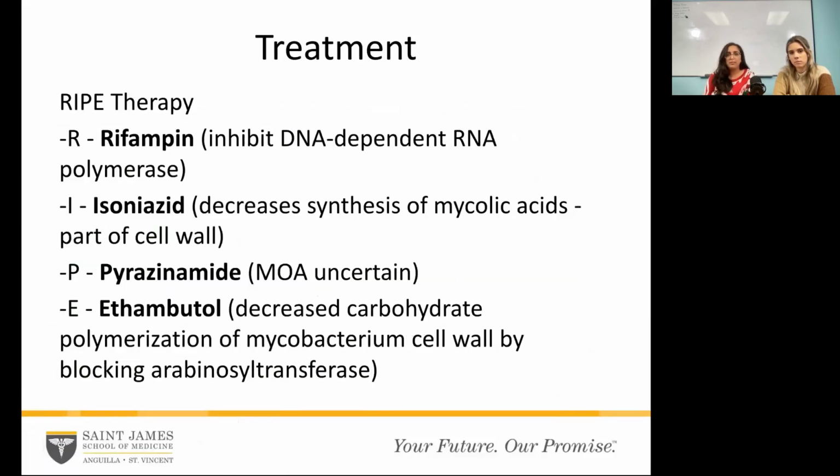Rifampin inhibits DNA-dependent RNA polymerase. Isoniazid will decrease synthesis of mycolic acids, which is a part of the cell wall of Mycobacterium. Pyrazinamide, the mechanism of action is uncertain here, but it does help to potentiate the effects of the other medications. And ethambutol decreases carbohydrate polymerization of the Mycobacterium cell wall by blocking arabinosyl transferase.